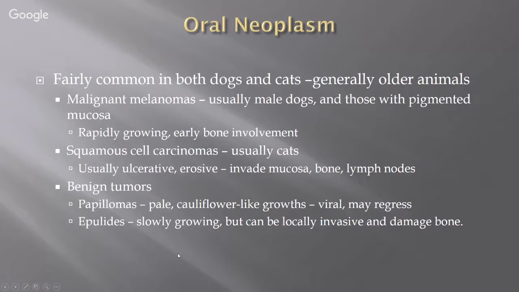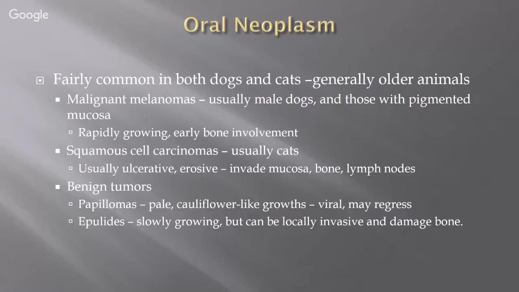Neoplasm cancer is fairly common in both dogs and cats, but generally older animals. There are malignant melanomas, usually in male dogs, and those with pigmented mucosa. These are rapidly growing and they have early bone involvement, so they're bad tumors to see in dogs. Squamous cell carcinomas are usually found in cats. They're usually ulcerative, erosive. They invade the mucosa, the bone, and the lymph nodes. So again, squamous cell carcinoma, oral neoplasm in the cat, really bad.